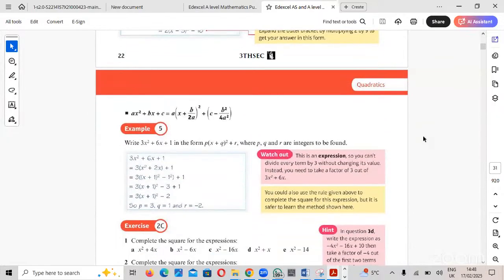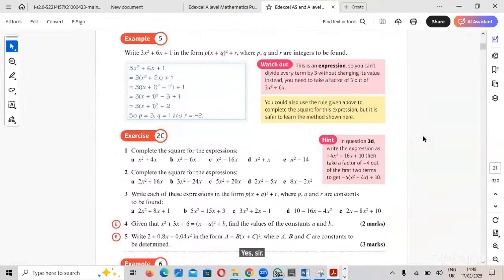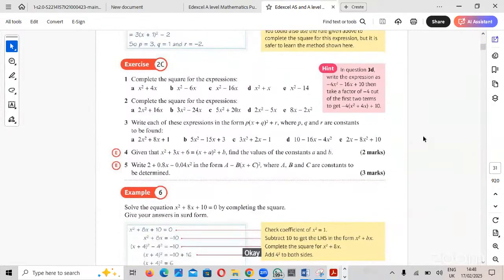Excuse me, sir. I'm listening to you. Sir, can we see another example on the completing the square method? Another example of what? Completing the square method. All right. I'm going to solve another example. Don't worry.